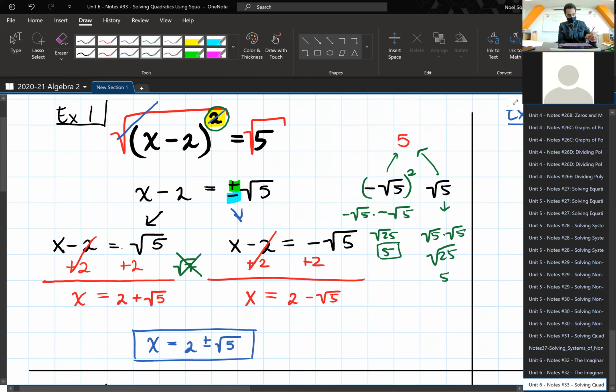But if it's a plus or a minus, it doesn't matter. It just means that it's a positive square root of 5 or it's a negative square root of 5. That's all.